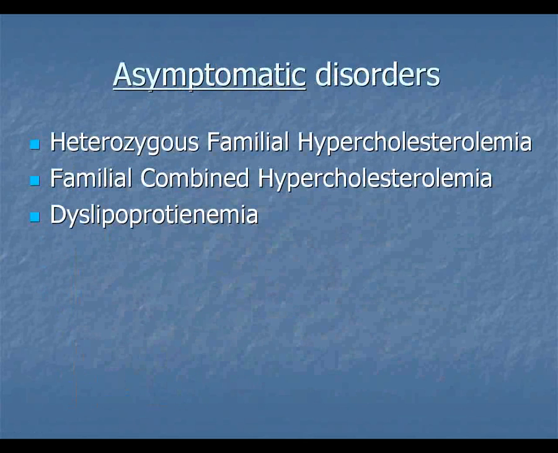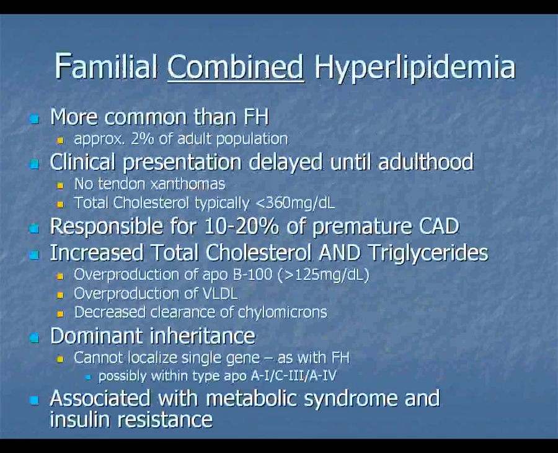So the asymptomatic disorders: heterozygous hypercholesterolemia, we've already discussed; familial combined, I'm going to go through quickly; and then dyslipoproteinemia. The reason I'm going to go through familial combined hyperlipidemia is because it's much more prevalent in the adult population. That's because there's not really a clinical presentation in children. Although in children that have obesity and other coronary risk factors associated with metabolic syndrome and insulin resistance, they're going to present with very high triglycerides and low HDL. It's actually a very common finding in the adult population, and very high cholesterol numbers here.